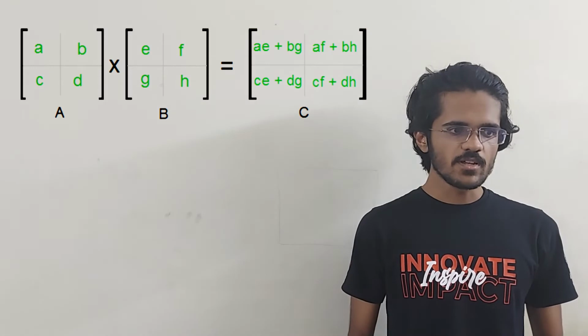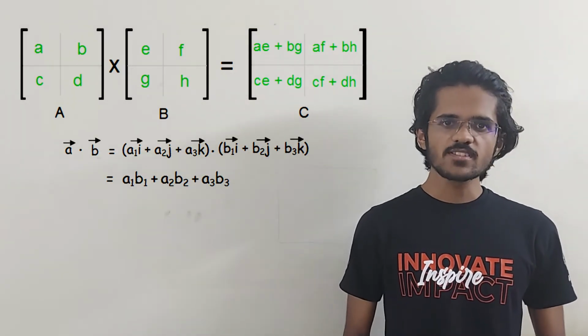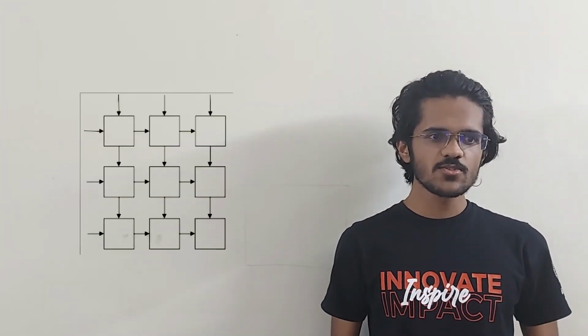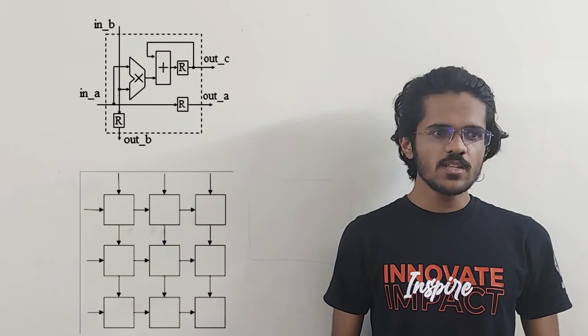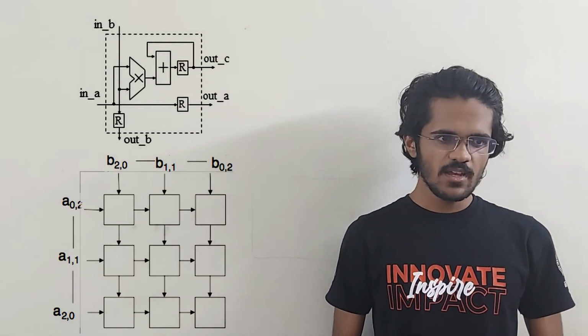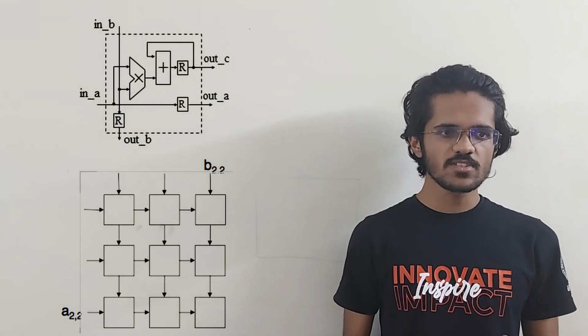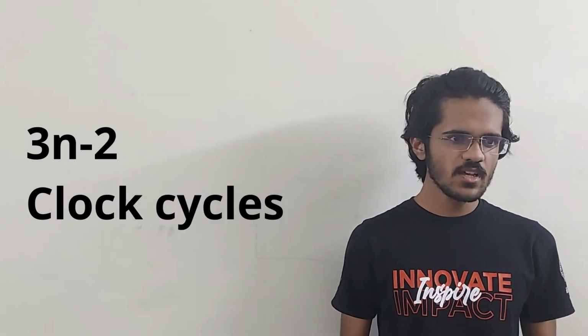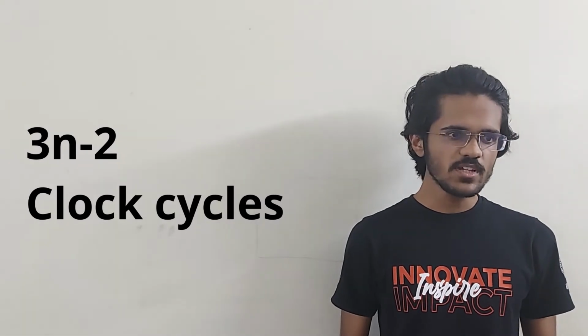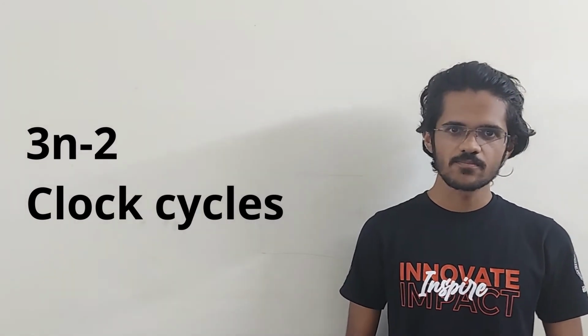There are three major operations involved: matrix multiplier, vector dot product, and matrix inverse. We shall now describe these architectures. For matrix multiplication, we choose a systolic array based architecture. The inputs are fed as streams into the multiply accumulate processing elements. It takes a total of 3n minus 2 clock cycles, where n is the dimension of the matrix, to compute the product, a significant improvement over the O of n cubed in single-threaded implementation.